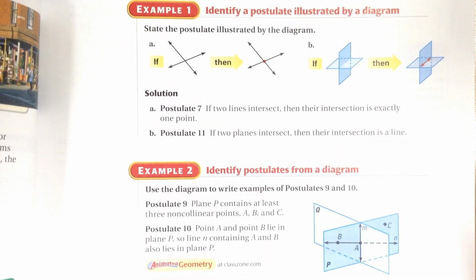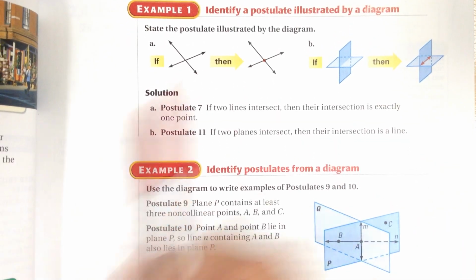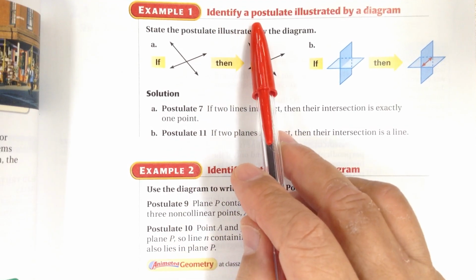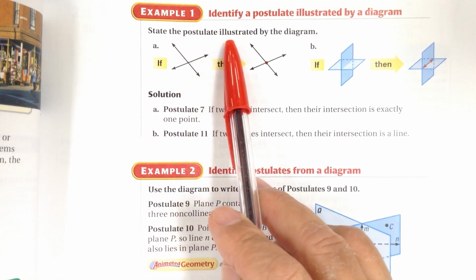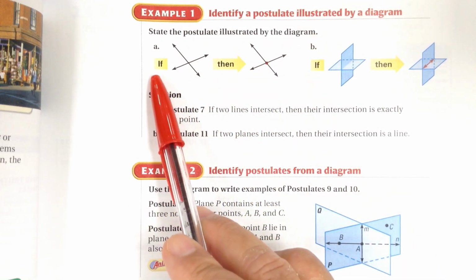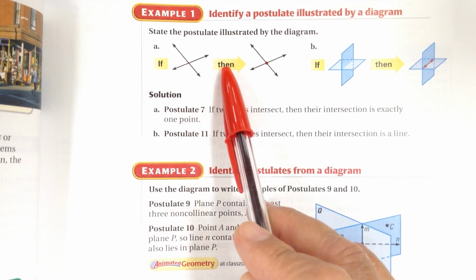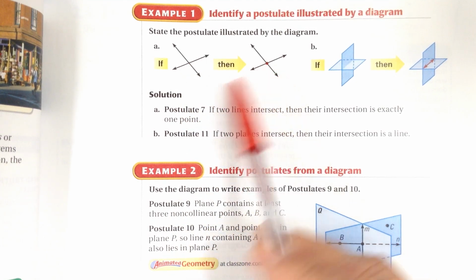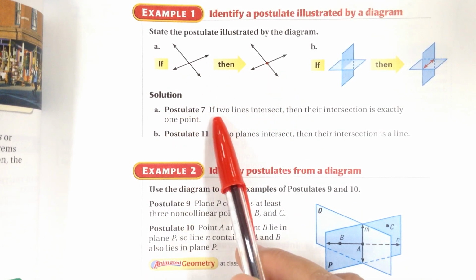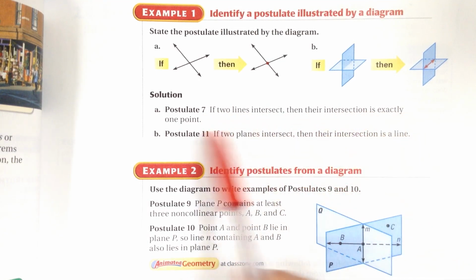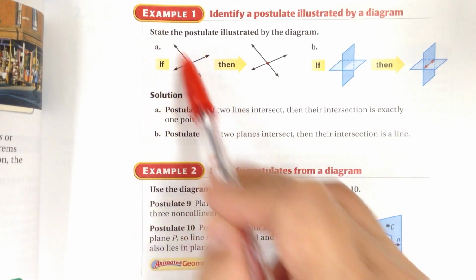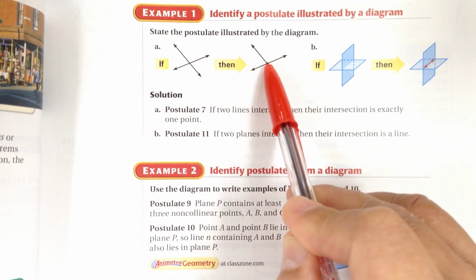Now let's go to page 97. Example 1 says identify a postulate illustrated by a diagram. So state the postulate illustrated by the diagram. If 2 lines intersect, then they intersect in exactly 1 point. So again, postulate 7: if 2 lines intersect, then their intersection is exactly 1 point.